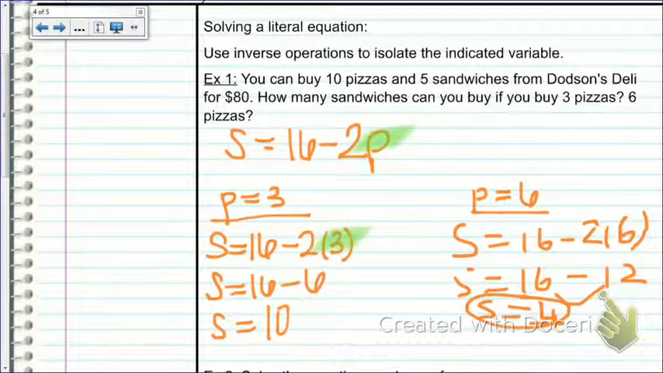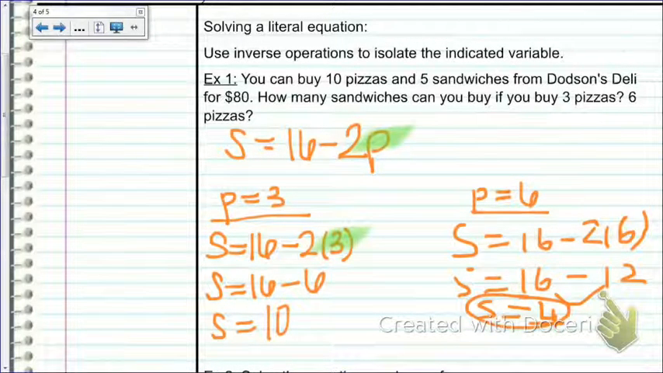Okay, so somebody else explain to me what Lily did. Kiki. She put the number of pizzas they want to buy into where the p would be. So it was 2 times 6 equals 12, and then she subtracted 16 minus 12 to get 4. Yes, thumbs up if you agree.